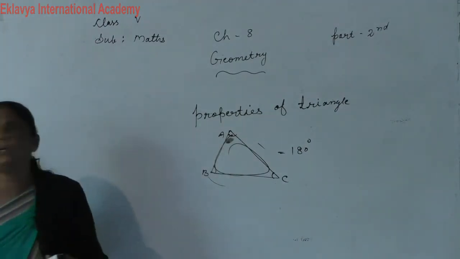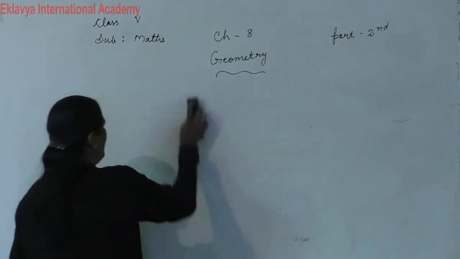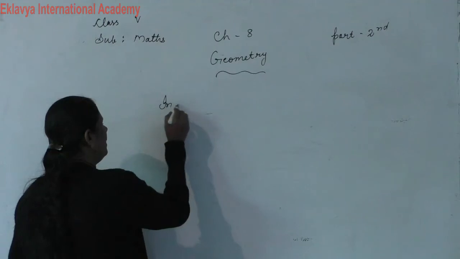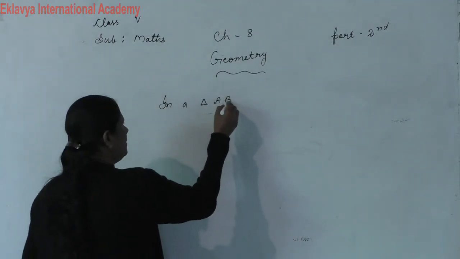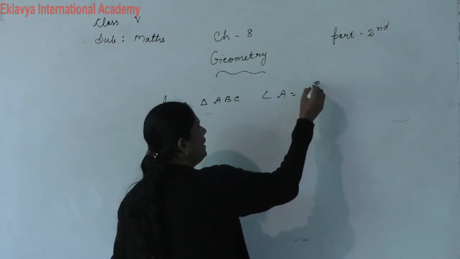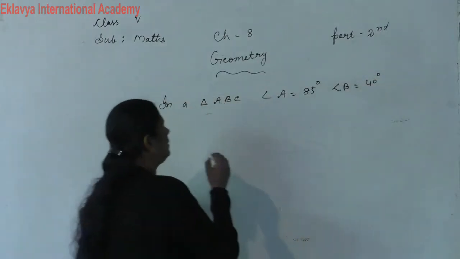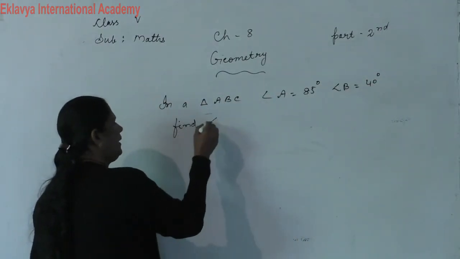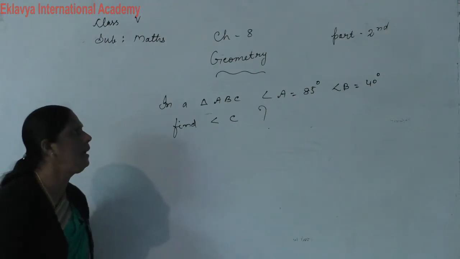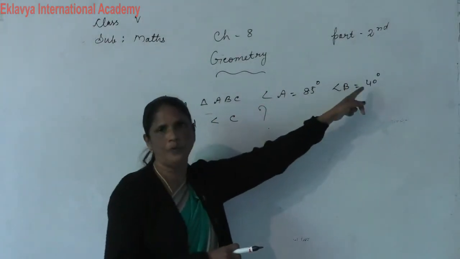Then how to find the missing angle. In a triangle ABC, angle A is equal to 85 degrees, angle B is equal to 40 degrees. Find angle C. Again, read the question.